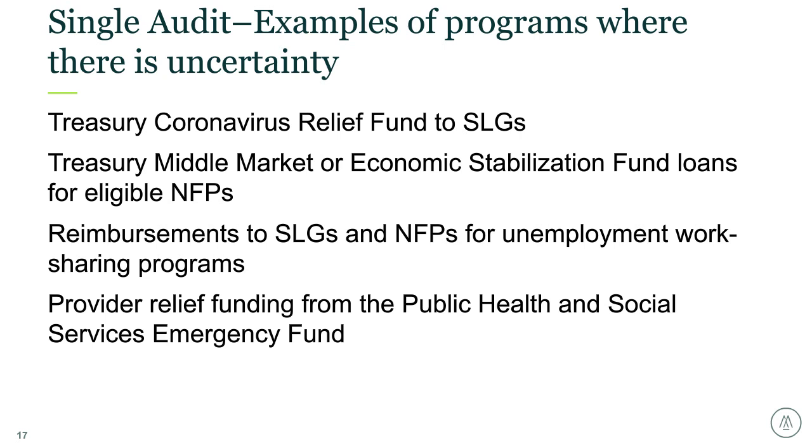Of these 4, the 2 largest pots of money awarded included the first one on the list, the Department of Treasury's Coronavirus Relief Fund to state and local governments, and that was for $150 billion. The other really large one is actually at the bottom of the slide, the Provider Relief Funding from the Public Health and Social Services Emergency Fund, and that was for $100 billion.